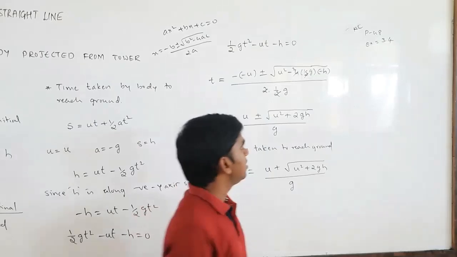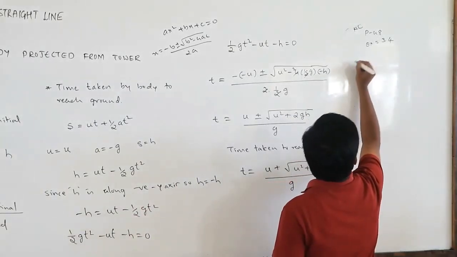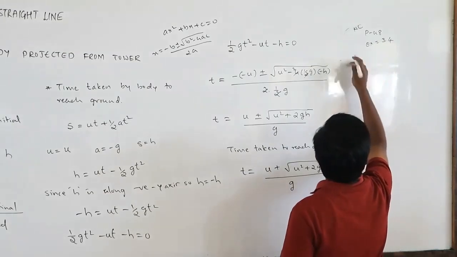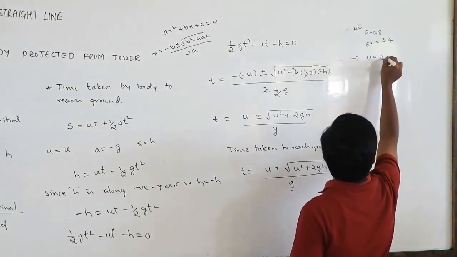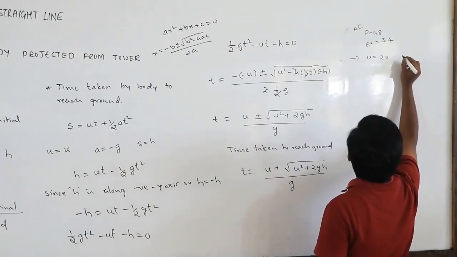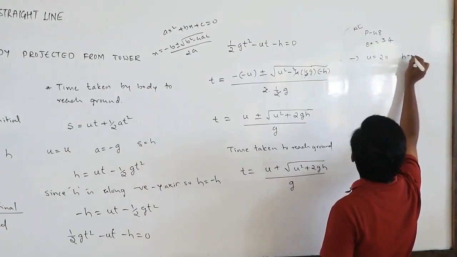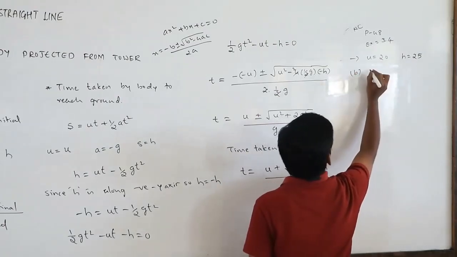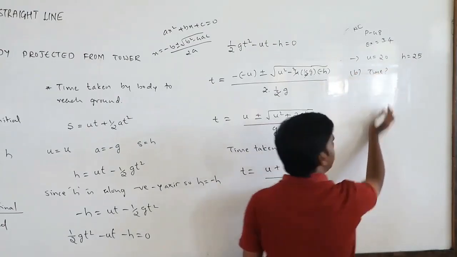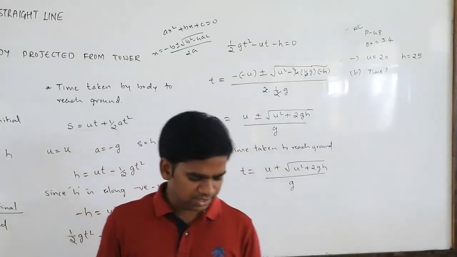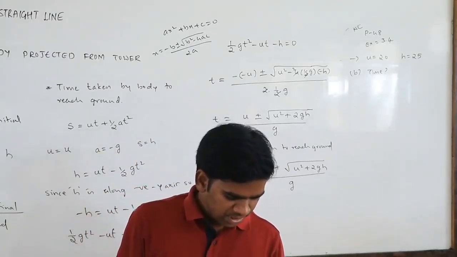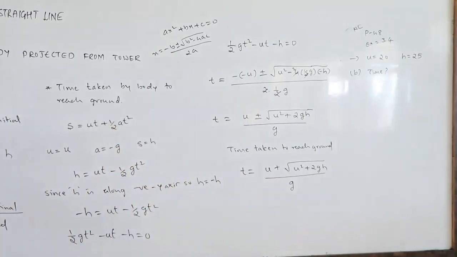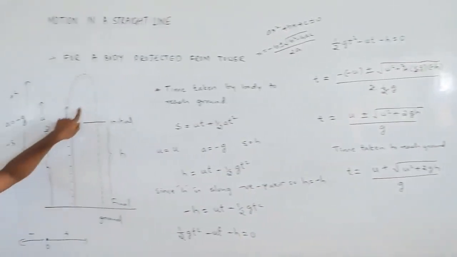So what are they saying? I am going for the B question. Now what they have given is u equals 20, and height h equals 25. In the B question they are asking time. There are two questions actually. The first question is, how high will the ball rise? Meaning this height they are asking. This you can calculate, that is the maximum height.